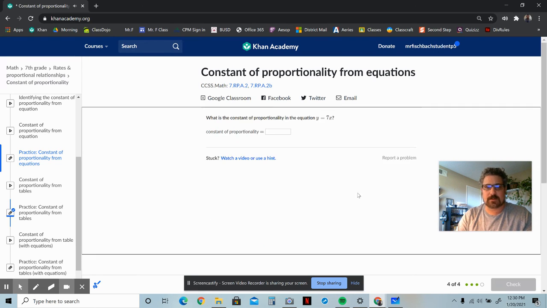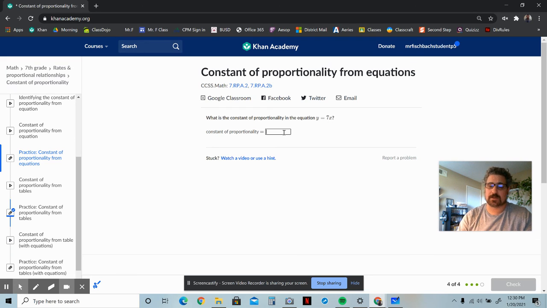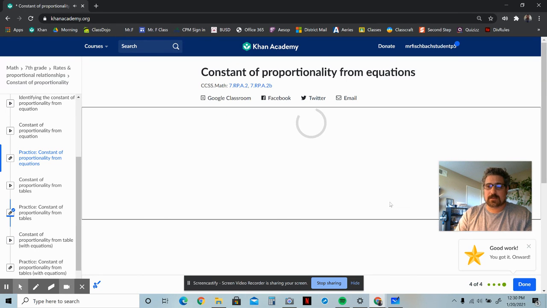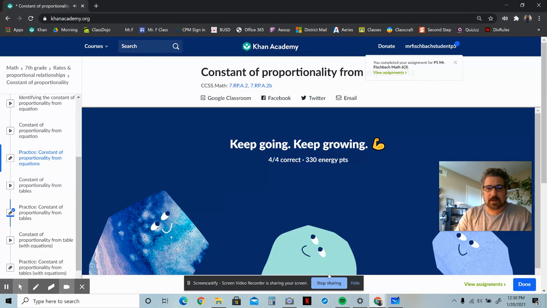And then last but not least, it says, what is the constant of proportionality in the equation y equals 7x? Well, what are you multiplying the input by to always get the output? You're multiplying it by 7. So your constant of proportionality is 7. That's how easy it is. Hopefully that helps, and you guys are feeling more comfortable.